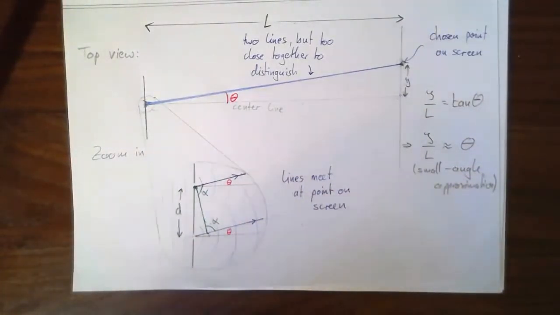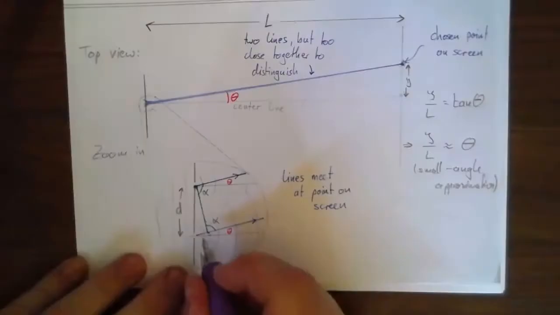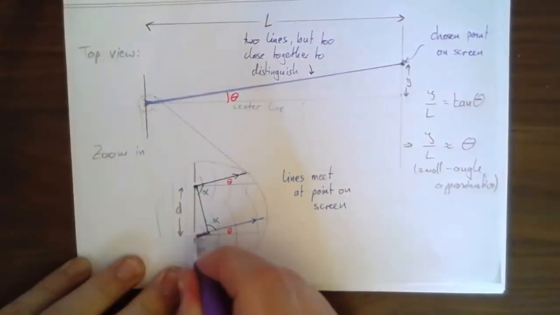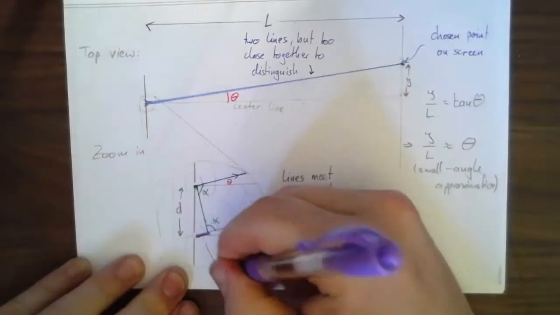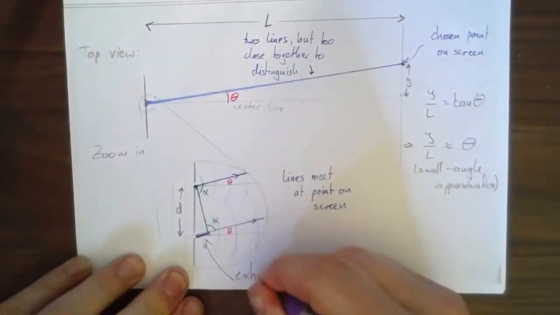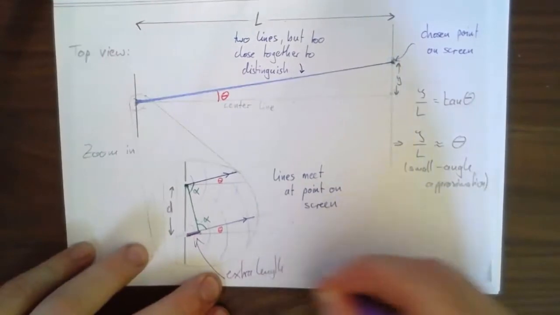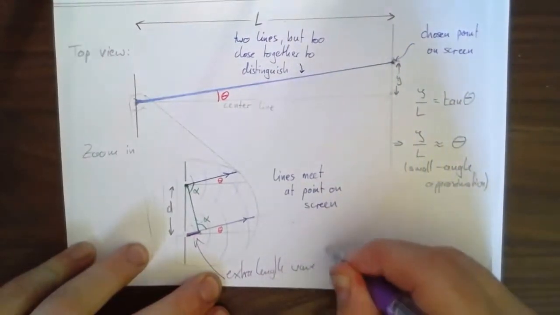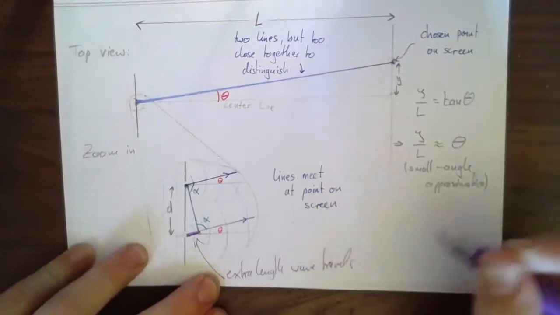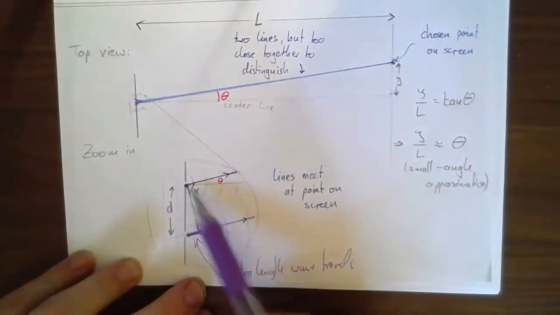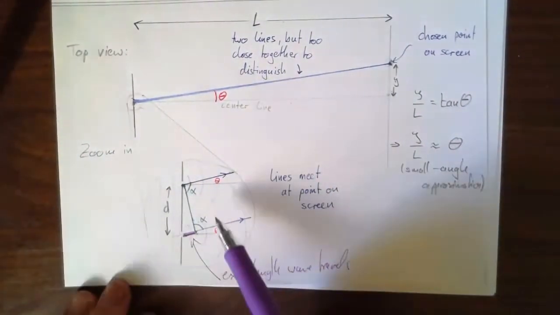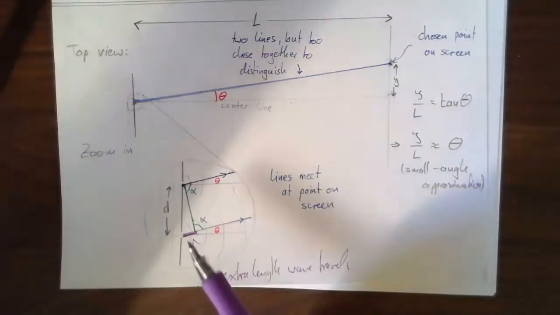So that implies that this part down here is the extra length the wave travels from the bottom slit as compared to the top slit, by definition of this line. Now what is alpha?